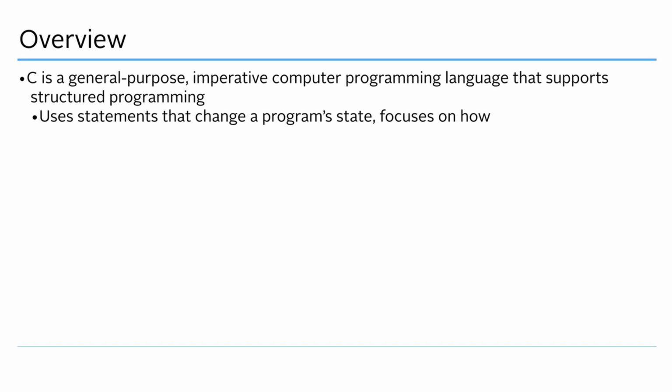So C is a general purpose imperative programming language. It supports structured programming. Now we talked about higher level languages and we described how C is a higher level programming language. This just means that it's easier and more efficient to use than writing an assembly language, understanding instruction sets. Specifically though, it's very general purpose. And what this means is you can write all sorts of applications in the C programming language.